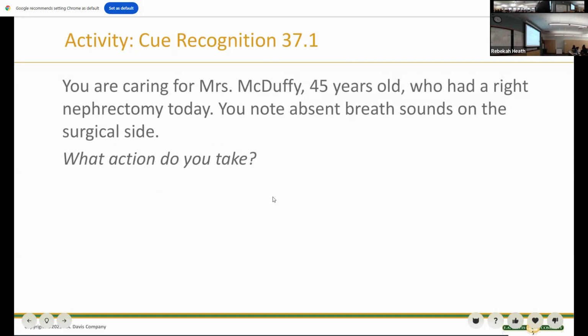So let's look at this. We're taking care of Miss McDuffie. She's 45 years old. She had a right nephrectomy, absent breath sounds on the surgical side. What action do you take? So turn to your neighbor next to you and just real briefly, you're taking care of Miss McDuffie. What do you do?